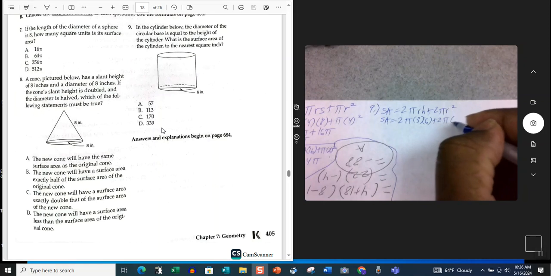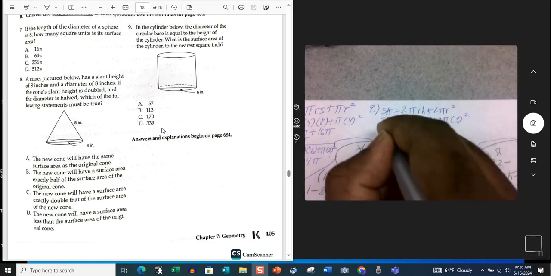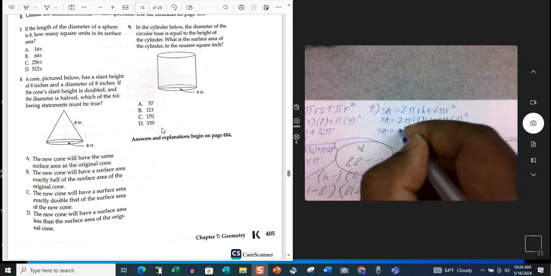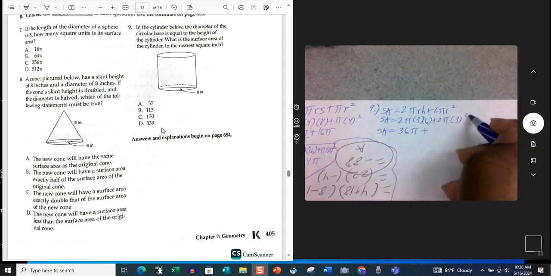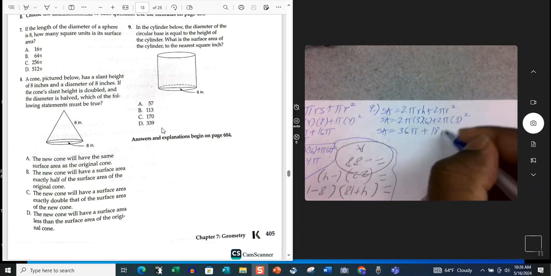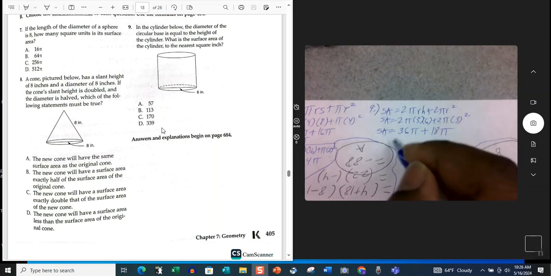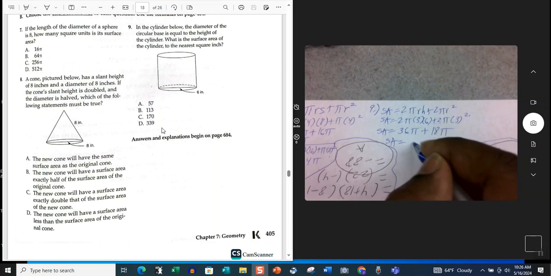Plus 2 times pi, we determined the radius was 3. Okay, so now we have the surface area. So 2 times 3 is 6 times 6 is 36. So that'd be 36 pi. Plus 3 squared is 9 times 2 is 18. So that'd be 18 pi. Now, the surface area is equal to 36 pi plus 18 pi, which gives us 54 pi.